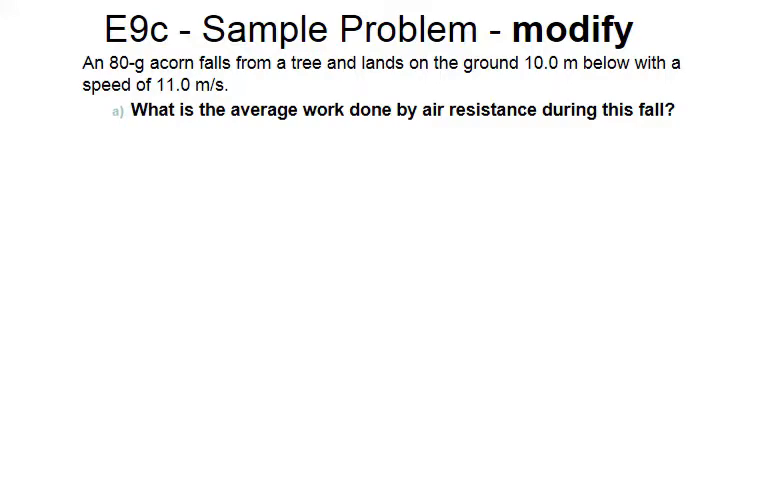Okay, so in this one, I'll have you try this one as well. We have an 80-gram acorn that's falling from a tree, lands on the ground 10 meters below with a speed of 11 meters per second. What is the average work done by air resistance during this fall?